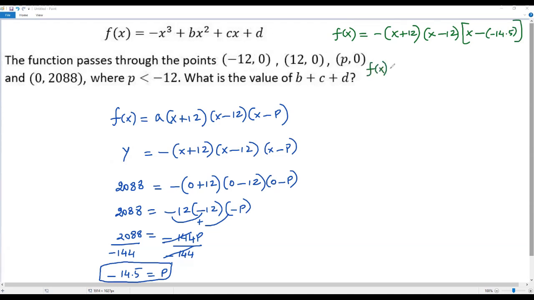So f of x equals negative (x plus 12) times (x minus 12) times (x plus 14.5), because negative times negative will become positive 14.5. Now I have to multiply these three factors over here. So f of x equals, we can keep this negative as it is. Now when I consider the first two linear factors, x plus 12 and x minus 12, they are in the form of (a plus b) times (a minus b).